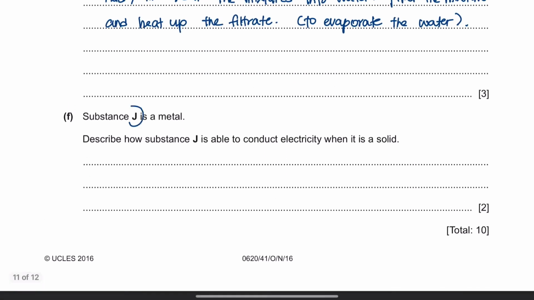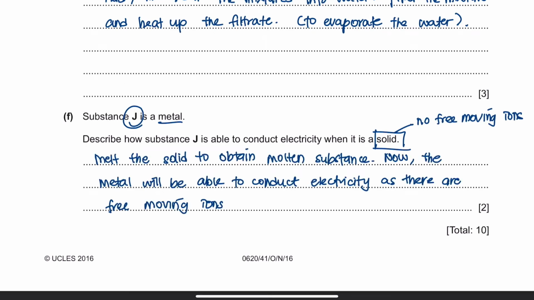Now substance J is a metal. Describe how substance J is able to conduct electricity when it is a solid. Now typically you cannot conduct electricity when it is in a solid state because there are no free moving ions. So what you have to do is melt them. So you could simply say to melt the solid to obtain molten substance. Now the metal will be able to conduct electricity as there are free moving ions.